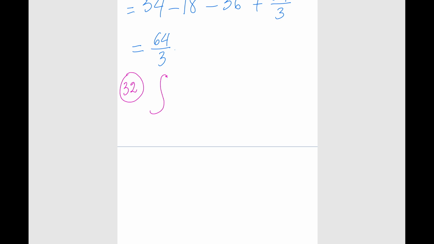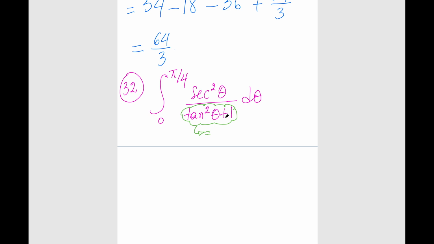We're integrating between 0 and pi over 4 the function secant squared theta divided by tangent squared theta plus 1, d theta, right? Okay. Well, what do we know here? Tangent squared theta plus 1 is equal to one of the Pythagorean identities that you learn in trig. If you forgot them, don't worry, let's just do it again.